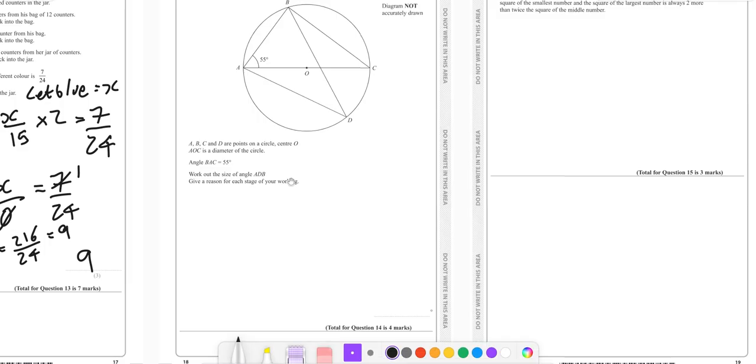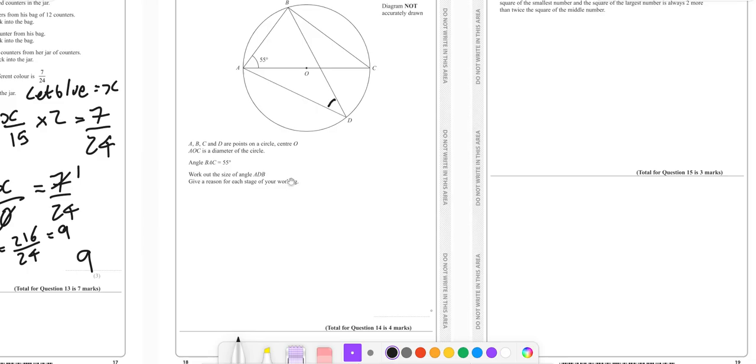A, B, C, D are points on a circle, centre O. AOC is the diameter of the circle, i.e. it's a straight line. BAC is 55. Work out the angle ADB. ADB, so we want this one here. Okay, so it says give a reason for each stage of your working. So I think we're just going to write down what we know.